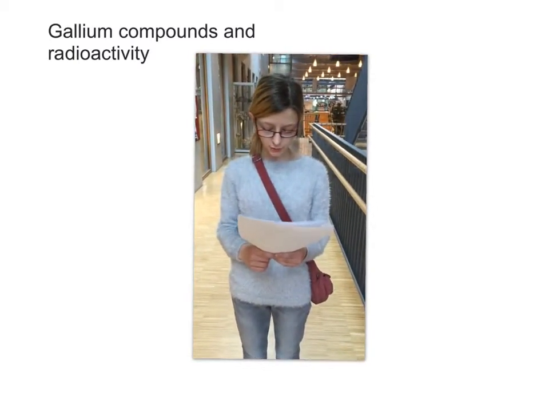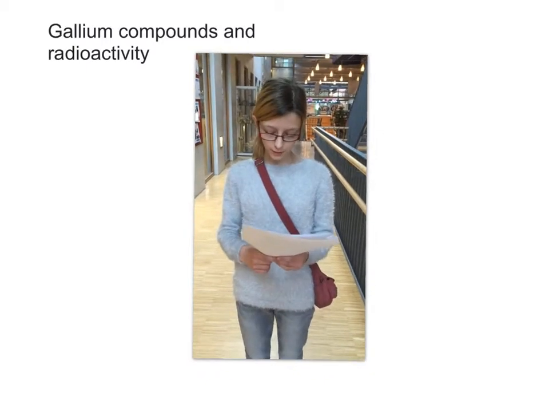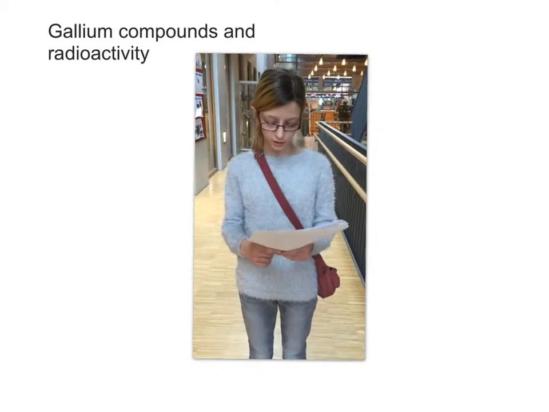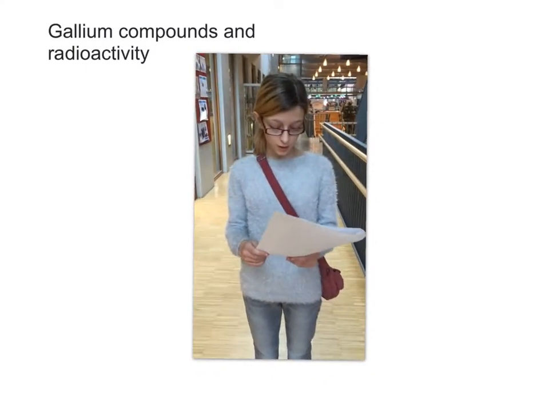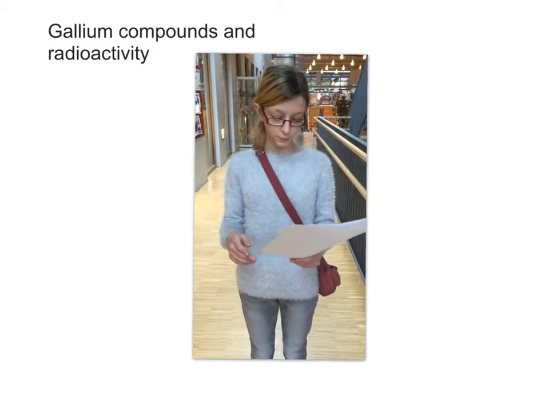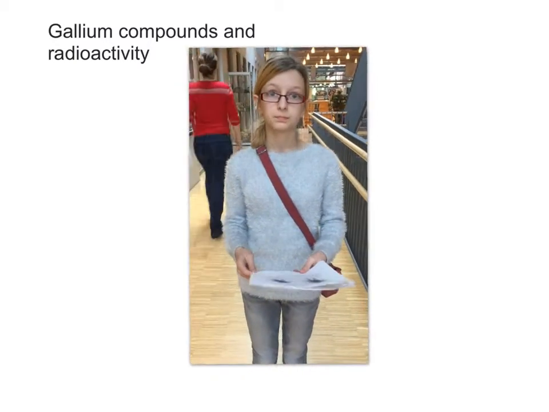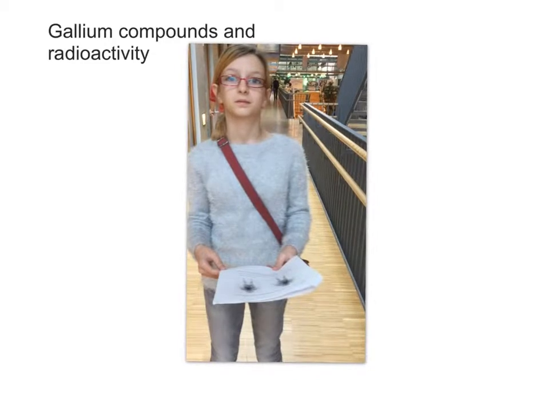Radioactivity is energy released by unstable isotopes. The isotope of an element has the same amount of protons and electrons as its element, but it has a different amount of neutrons.